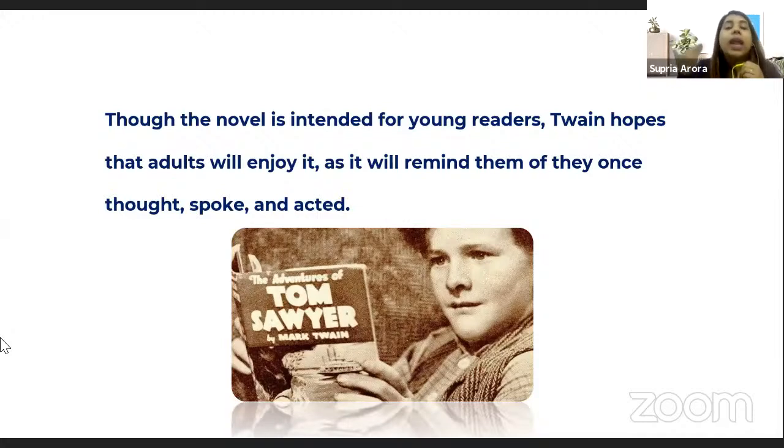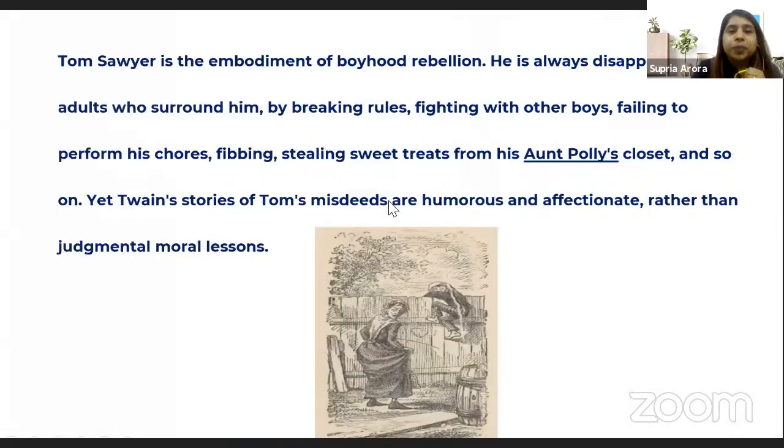So people who are adult, they can also read this book, because this book is humorous and this will remind you how you were once, how you used to speak, how you used to act. Okay, now next page. I want somebody to read this.